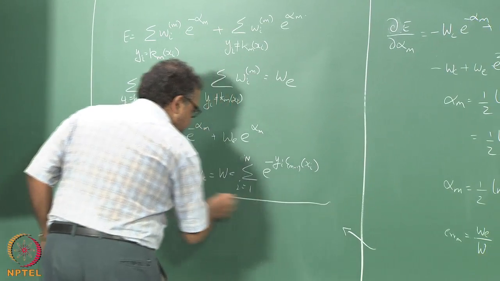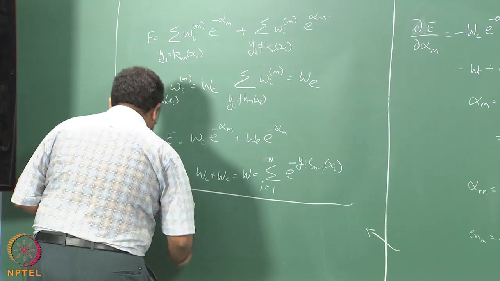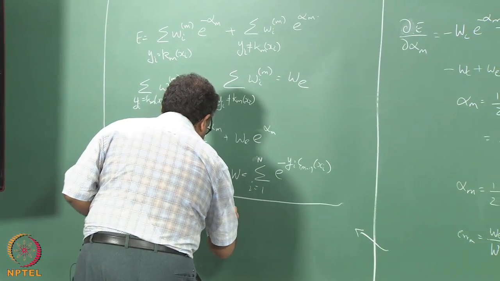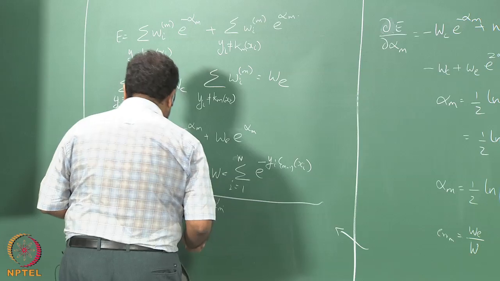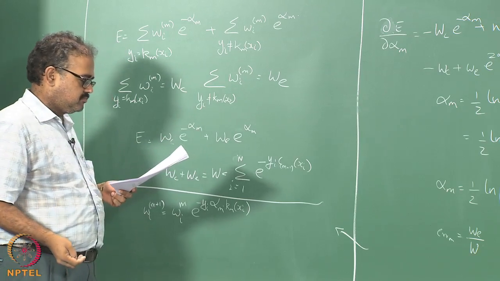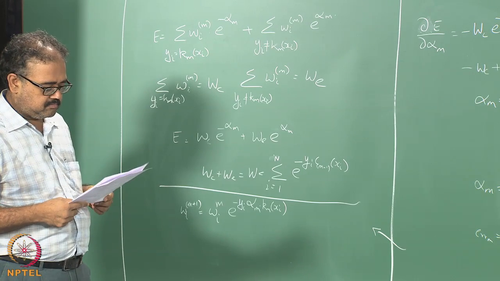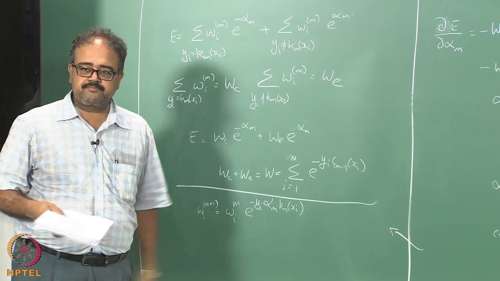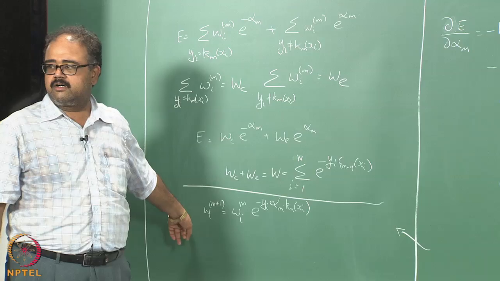After you have done that, you come here. I do not want to erase that part. Because you need the alpha m here for your update. So once you find the alpha m, you come back here and change the weights of all the data points by this amount.